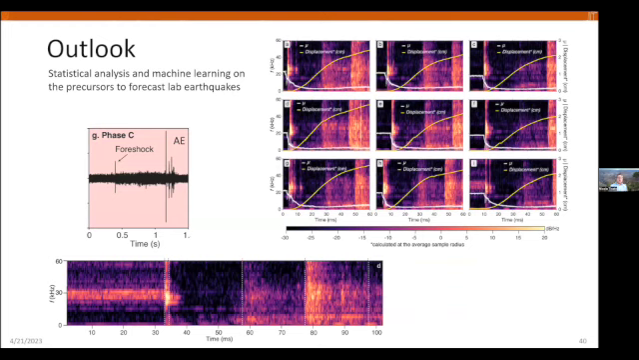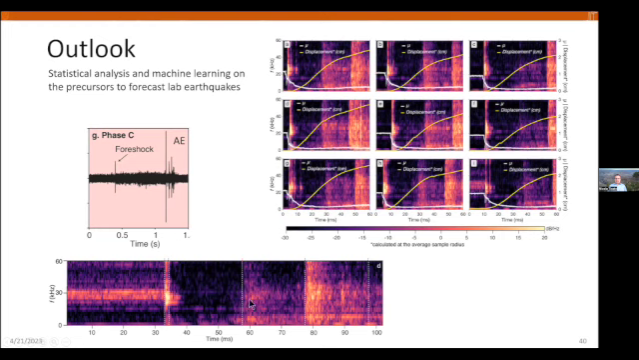Well, the outlook: I'm almost at the end of my presentation. Now we do want to do some further work. We have to do it, and I'm very happy to do it. The outlook is to do statistical analysis and machine learning eventually on the precursors to try to forecast the laboratory earthquakes. Here we have an example again. The acoustic emission clearly shows an increase in noise after this foreshock. Maybe there is something that tells us when these other events will come.